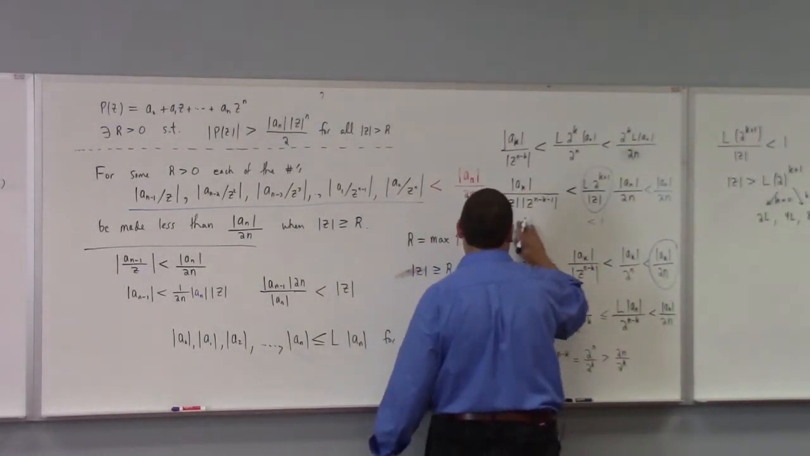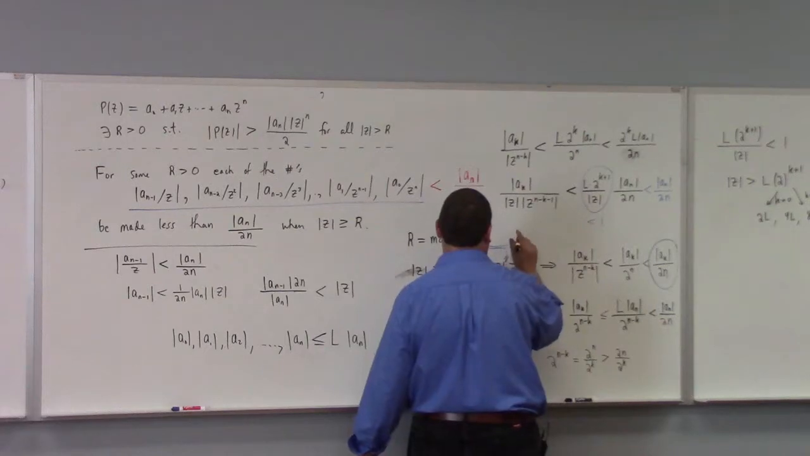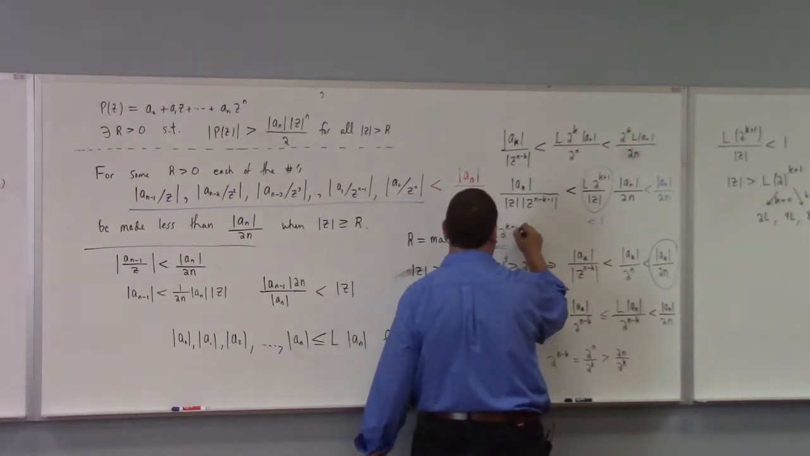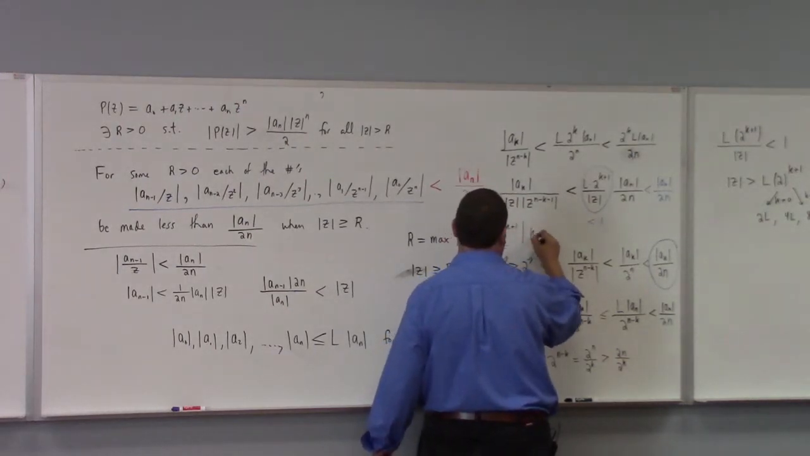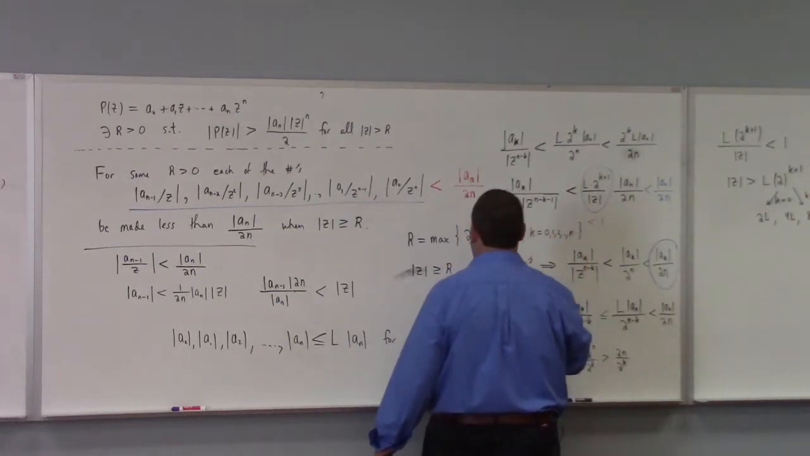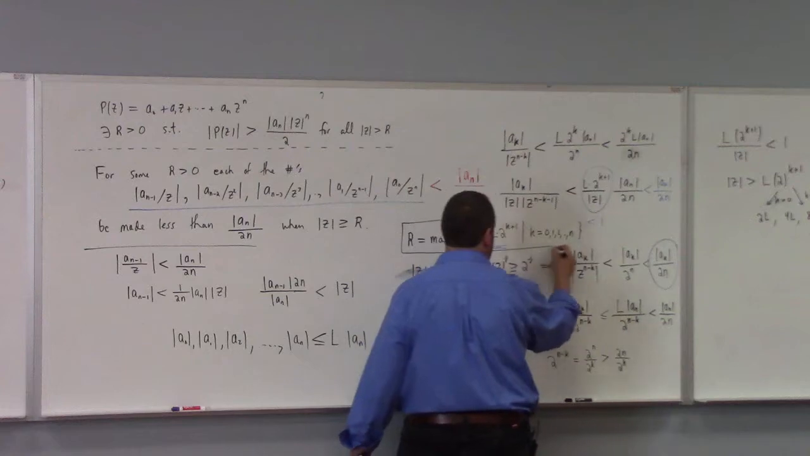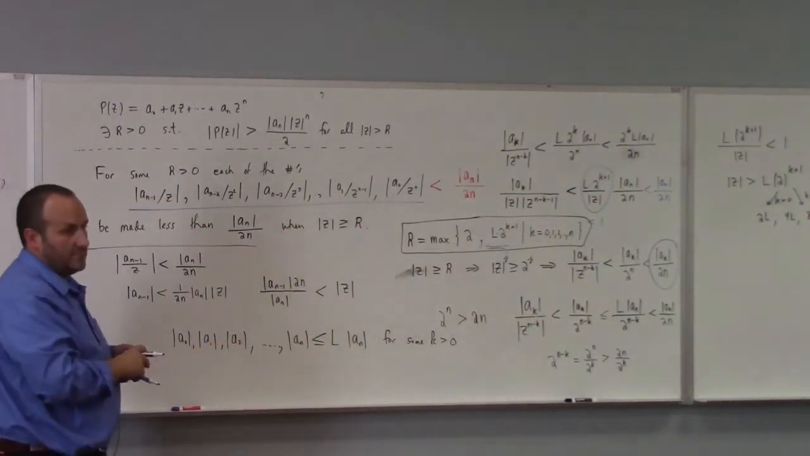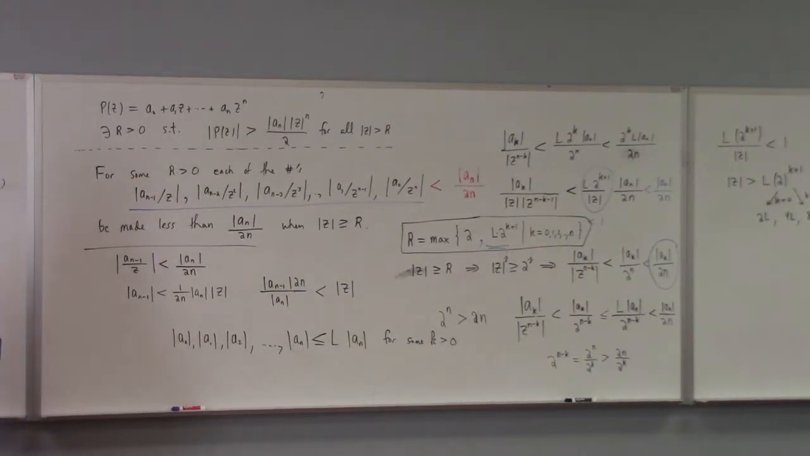So you just take the max of 2 and L times 2 to the k plus 1, such that k equals 0, 1, 2, and so on up to n. And so if we make that our R, then all of the things underlined in blue are less than the modulus of a sub n divided by 2n.